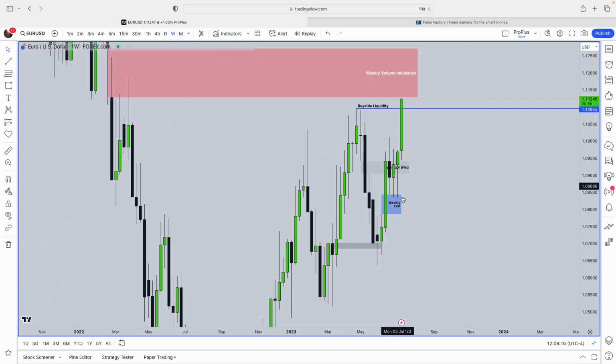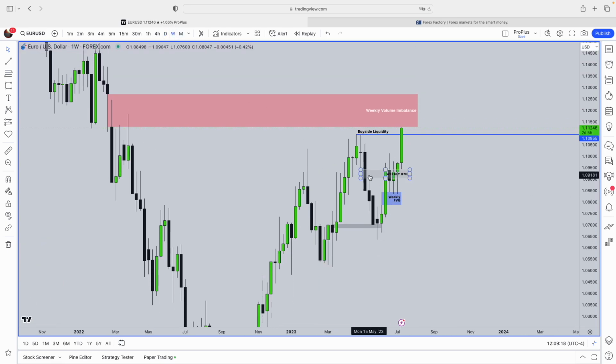I've been bullish for this whole week. Where this CB is, it became an inversion fair value gap. And as long as we trade above this, I thought it was going to aim for the buy side liquidity and this weekly volume imbalance, which it looks like it's going to tap into.